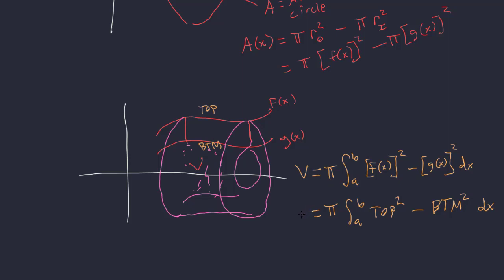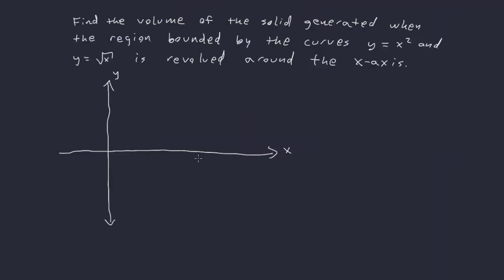Okay, so let's look at an example to show how this works. This example is famous. I think it's probably shown in every calculus class ever taught, so I don't want to go against tradition. We want to find the volume of the solid generated when the region bounded by the curves y equals x squared and y equals the square root of x is revolved around the x-axis.